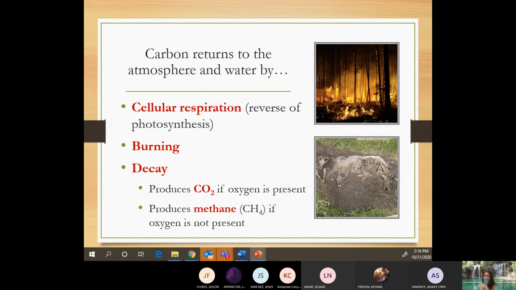All right. So carbon gets back into the atmosphere through cellular respiration, burning, like what's been going on at Mount Cameron, decay, which produces CO2 if there's oxygen present, so decay above the surface really. It also produces methane, the CH4, which gives it some of its really fun smells.